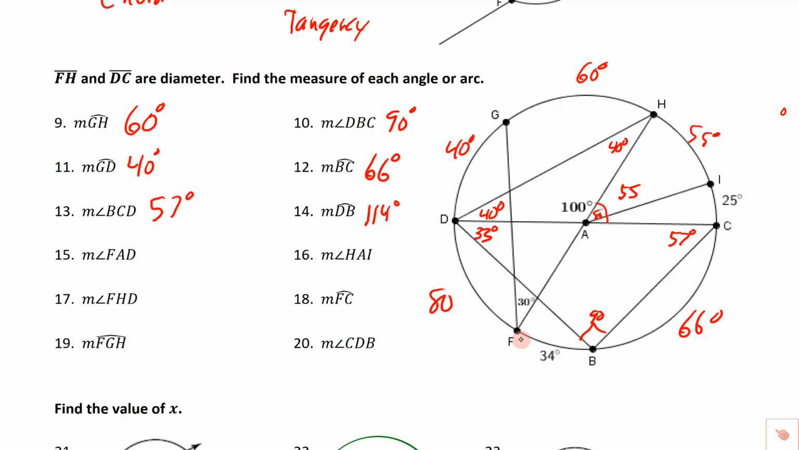FAD, so F, A, and D, so that's going to be this one right here. Ooh, we didn't figure that one out, but we can because the same logic applies here. This is a straight line diameter, so this has got to be 80 degrees. So FAD is 80 degrees. And then HAI, so H, A, and I, so that's going to be 55 degrees. That's a little angle right in here, so 55 degrees.